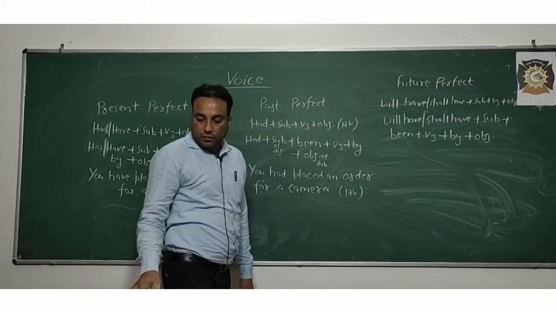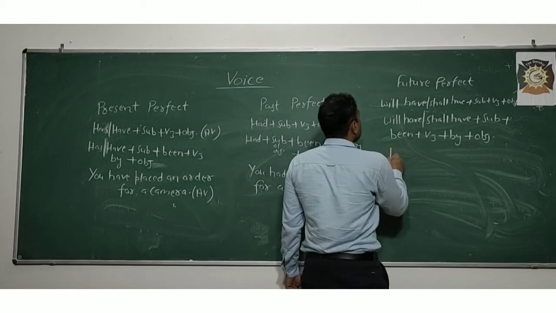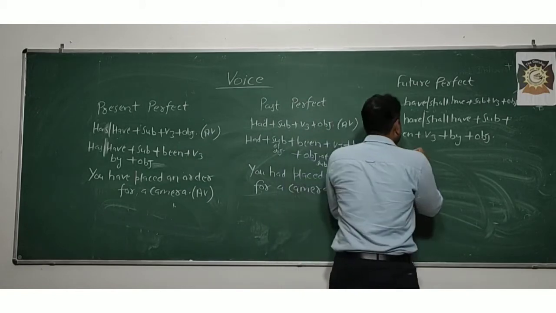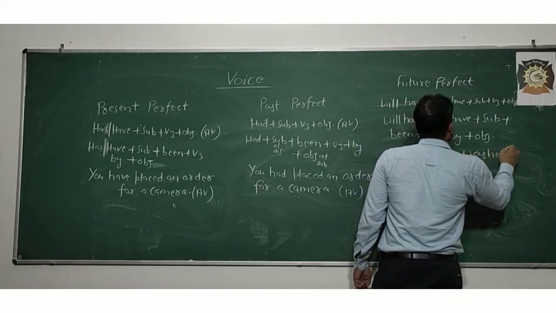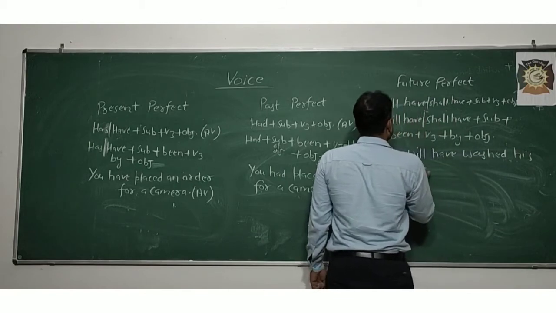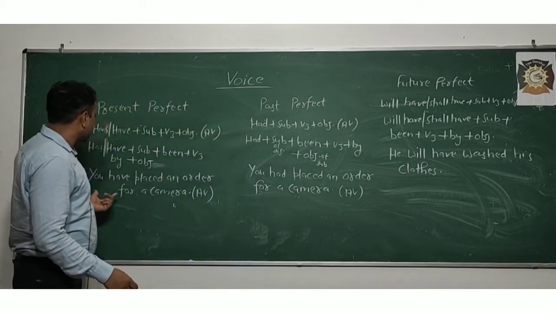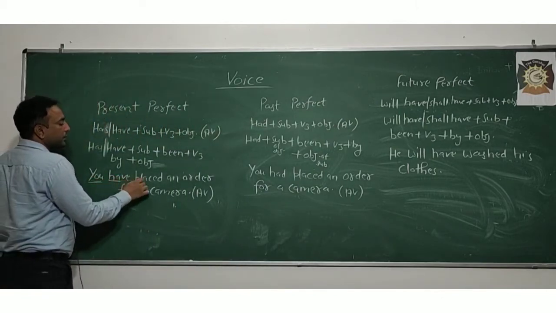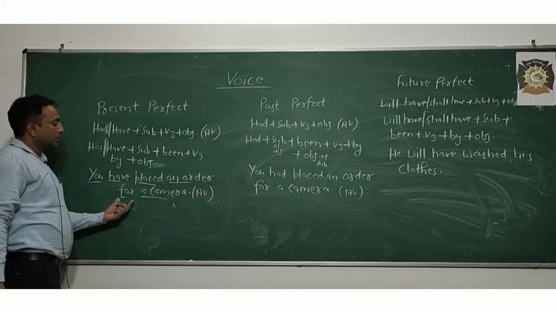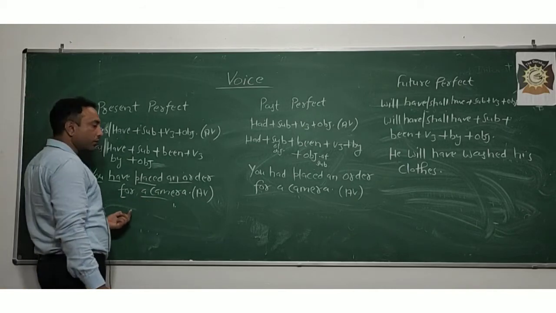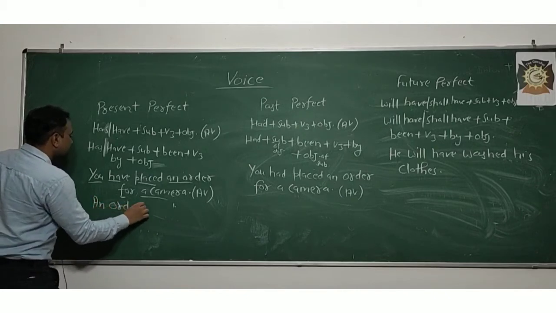And how do we write sentences of future perfect? He will have washed his clothes. Then how do we change the sentence? In the earlier example, you is the subject, had is the helping verb, placed is the main verb, and order is the object, and camera is the object of a preposition. An order means only a single order, one order.